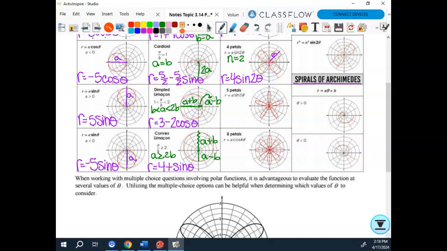5 petals, so the petals equals n, so n equals 5. Do you think this is sine or cosine? It's sine, because it does tell you. But also, we don't have a petal on the x-axis. So here, r is equal to 4 sine 5 theta.